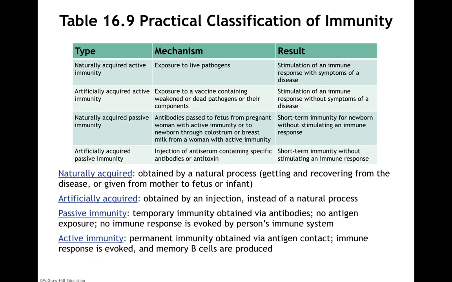So immunity can be classified. Naturally acquired would be obtained by a natural process, such as getting and recovering from a disease, or given from a mother to an infant. Artificially acquired would be obtained by an injection. Passive immunity is temporary immunity that you get when you are given antibodies but no antigen exposure, so you don't get your own immune response. And active immunity is a permanent, hopefully, immunity obtained through contact with the antigen, with the production of memory T cells and B cells.